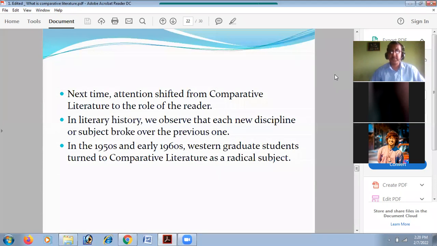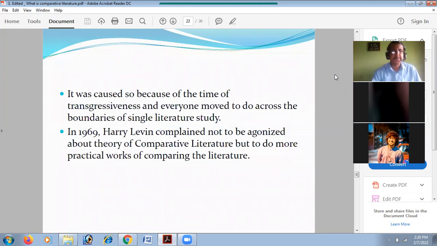So in the 1950s and the early 60s, Western graduate students were trying to study comparative literature because it was at its supreme or apex position. If we studied comparative literature, we would be achieving knowledge of the world: world culture, world language, world literature, and something else. So that was the highly appreciable time of comparative literature. It was so because of the transgressiveness of the time, and everyone moved to go across the boundaries of a single literature study.